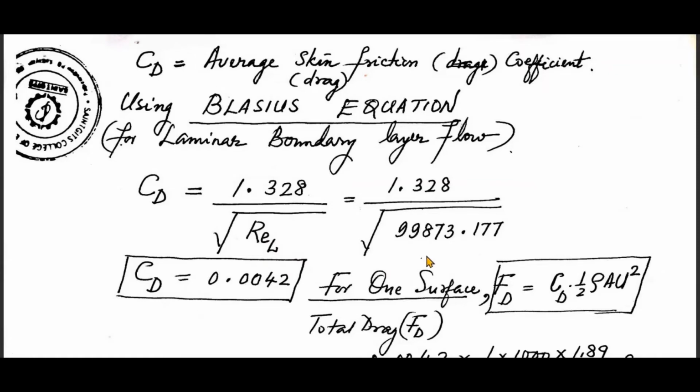And we found that by considering 2.1 meters of this plate, we got Reynolds number as 99,873.177. That is the Reynolds number at the edge of the plate, length 2.1 meter in the direction of flow. So 1.328 divided by root of Reynolds number, 1.328 divided by root of 99,873.177. So we'll get a coefficient of drag as 0.0042. 0.0042 is the coefficient of drag, the average coefficient of drag or average skin friction coefficient.